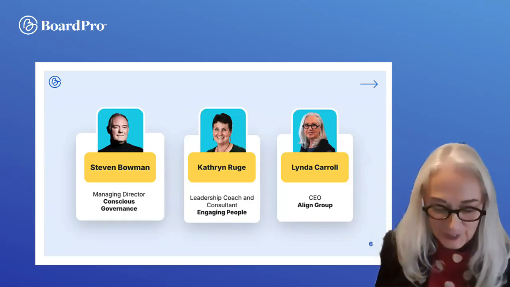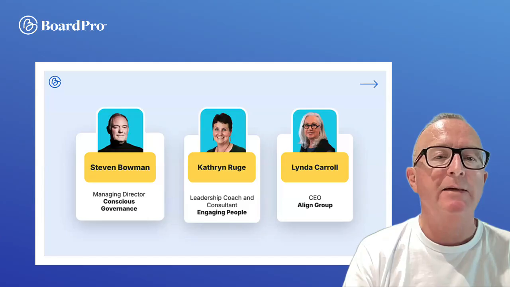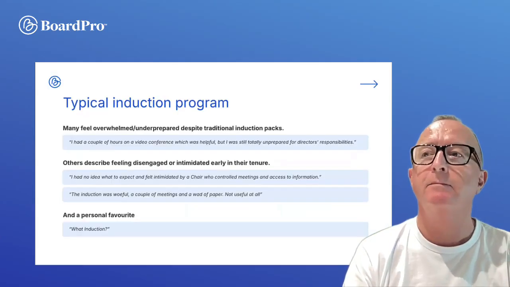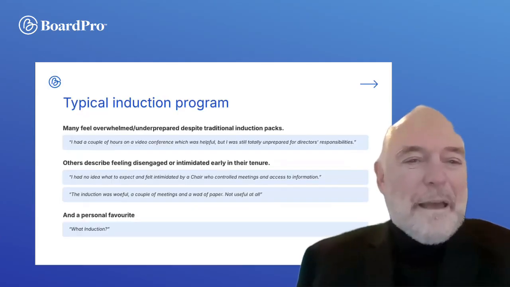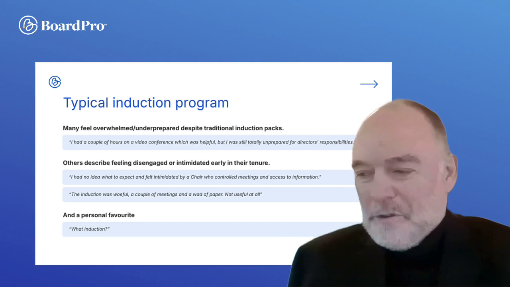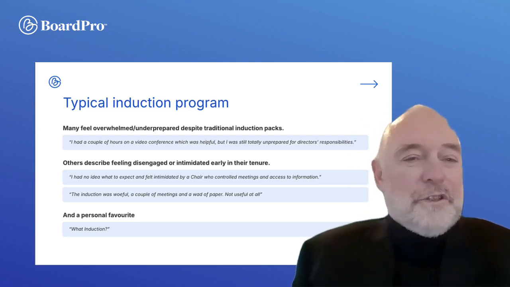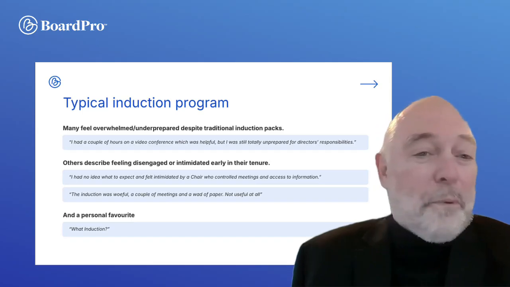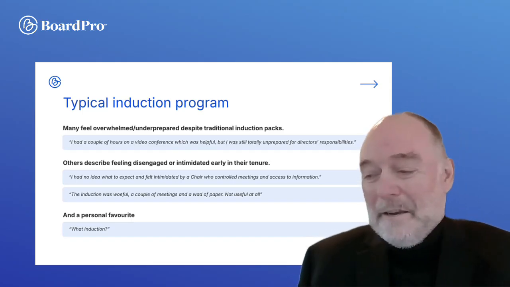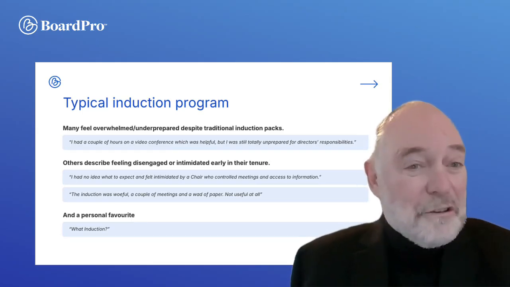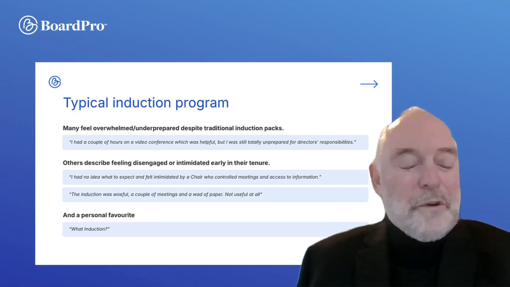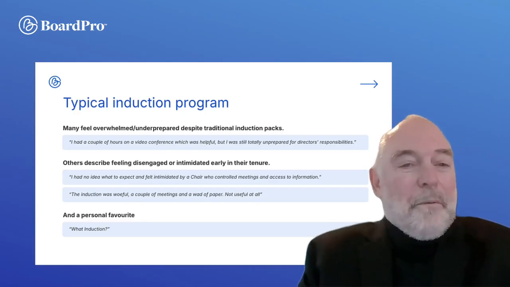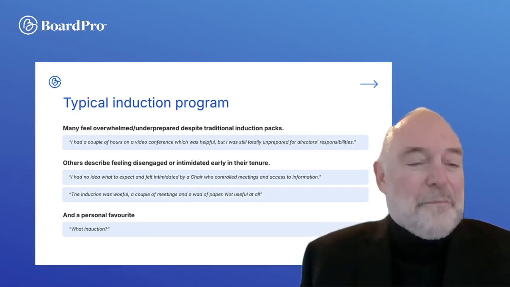Thank you. So we're talking about induction programs, or as I learnt recently, in Canada and the USA, they're known as onboarding programs. And in other parts of the world, orientation programs. So it's all the same thing, but we'll be calling it an induction program for this particular audience.